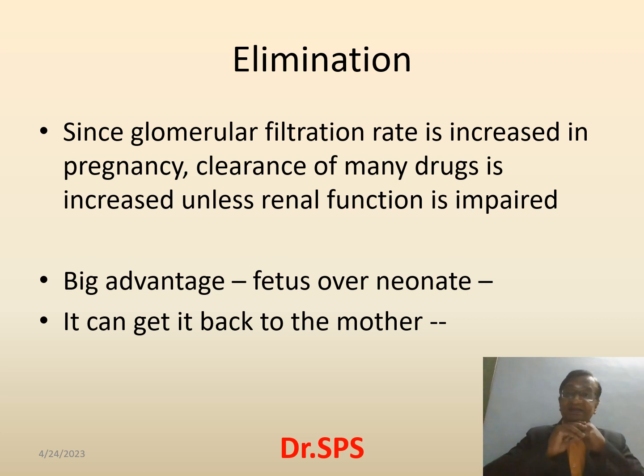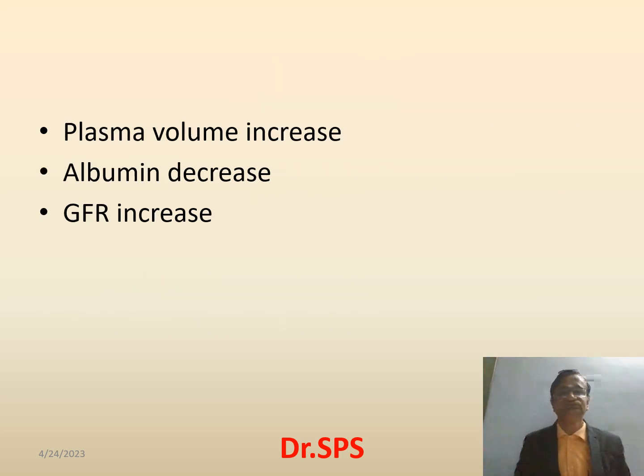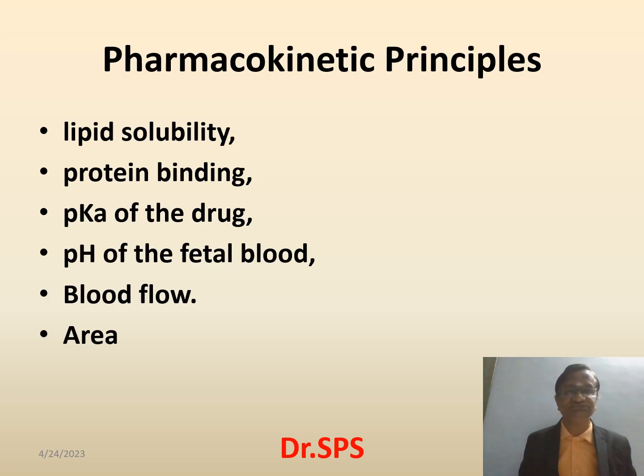Since glomerular rate is increased in pregnancy, clearance of many drugs is increased. So that's a big advantage. Fetus over neonate, it can get it back to the mother. That's an advantage. So glomerular filtration rate may be increased. Even the creatinine will be 0.4 in pregnancy. So plasma volume increase, albumin decrease, GFR increase. These are the things which can affect the pharmacokinetics of any drug.